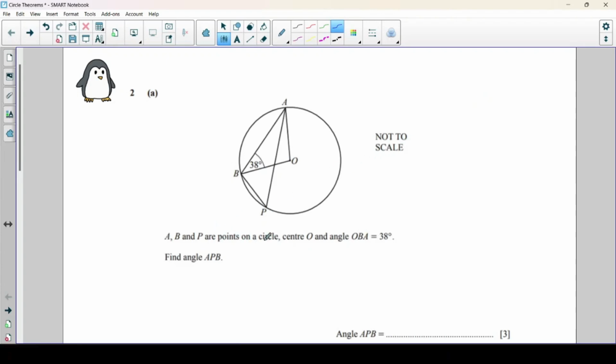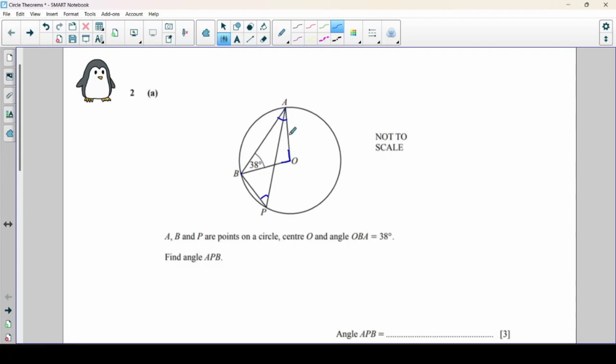Now in this question we are asked to find angle APB, which is this angle here. Let's see if we can work out which circle theorem we're going to use. Well, I have the angle at the circumference, and from those same 2 points A and B I have an angle at the centre. So what I'm going to do is try and work out this angle here. To do that I'm going to use this triangle.